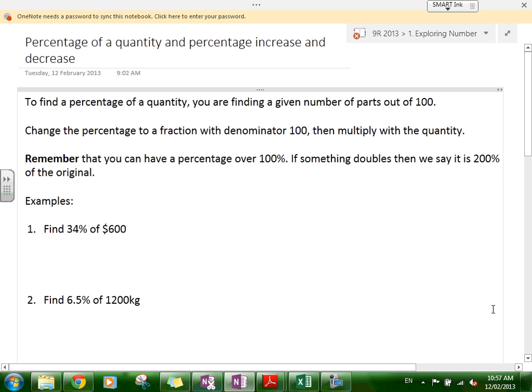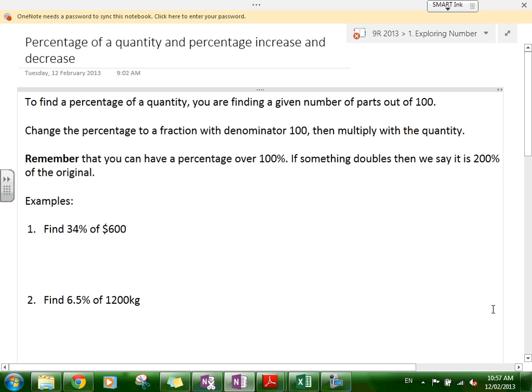Remember that you can have a percentage over 100%. You can have 300%. You can have a 200% increase. You can have 105% of a quantity, which is 5% greater than what it was. If something doubles, then we say it is 200% of the original. 100% is the total, it's full, and 200% is full one again. So it's double the total, it's 200%. Just remembering that we can do that.